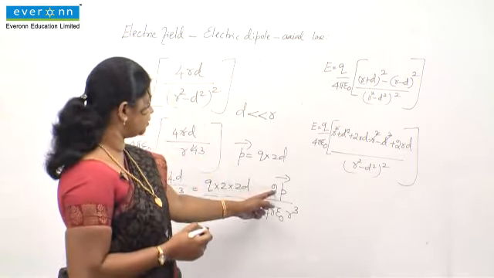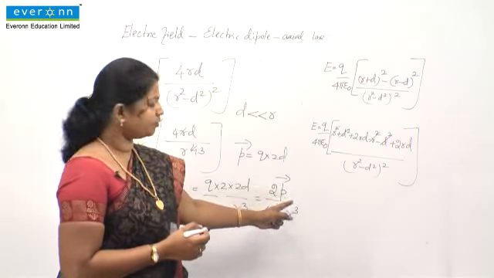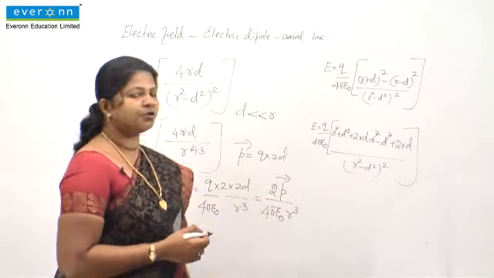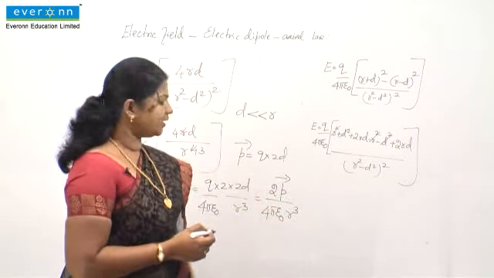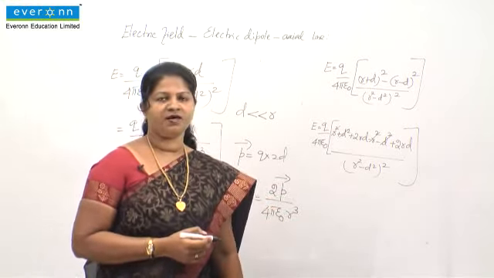Okay, so that gives 2P. P represents the dipole moment, and 4 pi epsilon naught, you know, it is a constant, and R is the distance from the point which we have chosen.